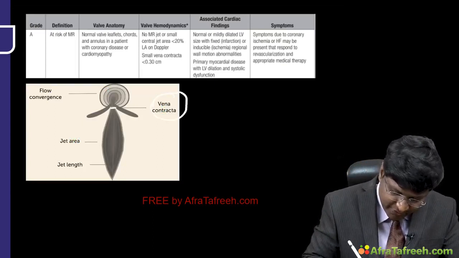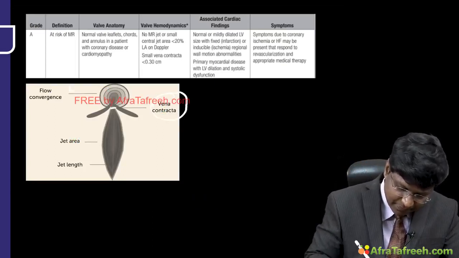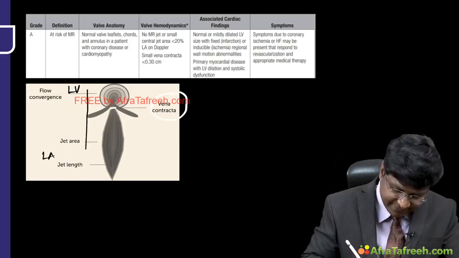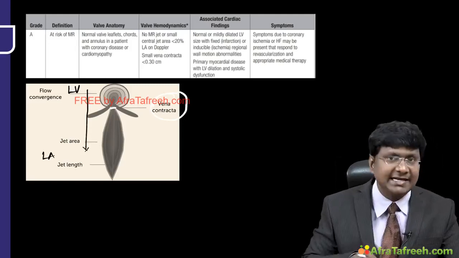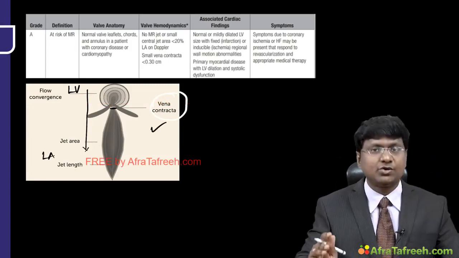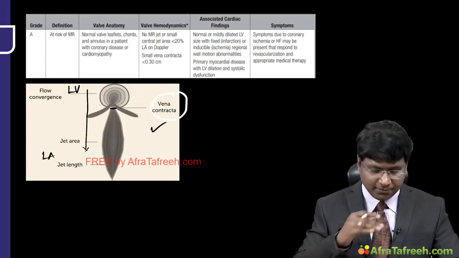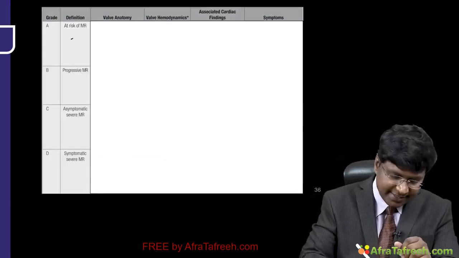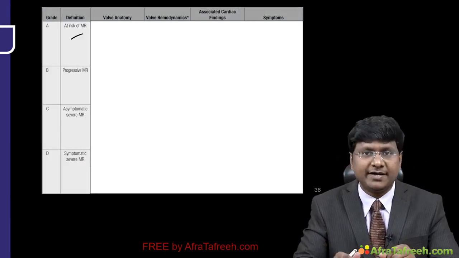Okay. So narrowest, so this is your LV, right? This is LV and this is LA. So the blood is regurgitating from LV to LA. So in this entire regurgitant jet, whatever the narrowest portion is there, that is what is called as the vena contracta. Now, how will you classify the severity of MR? Number one, at risk of development of mitral regurgitation.